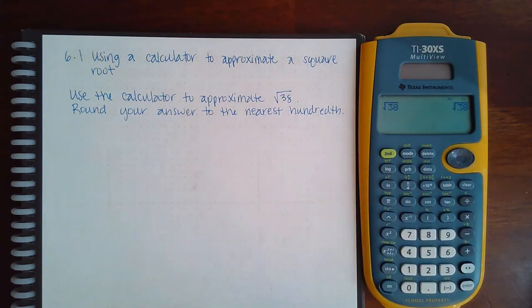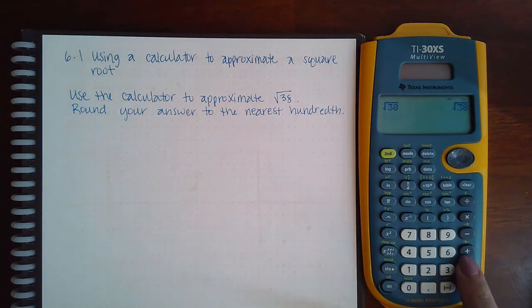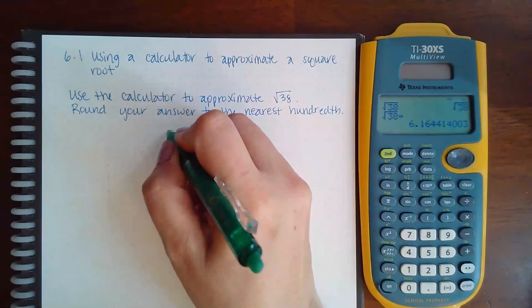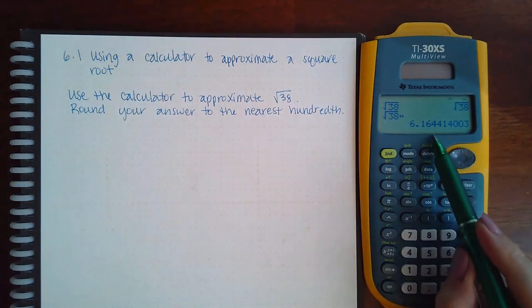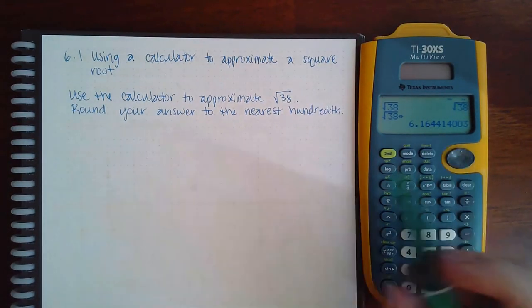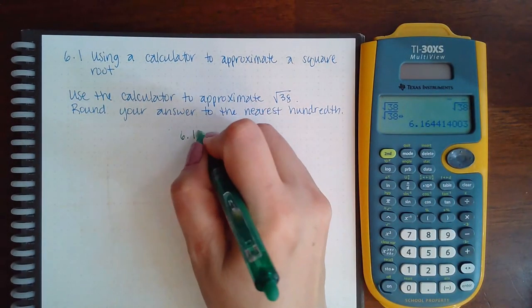And if they do specifically ask you for a decimal place, all you have to do is hit this button here that has a double arrow, and it will convert that number into the decimal. And so then if we round that to the hundredths place, that means the 4 will not affect the 6, so the answer will be 6.16.